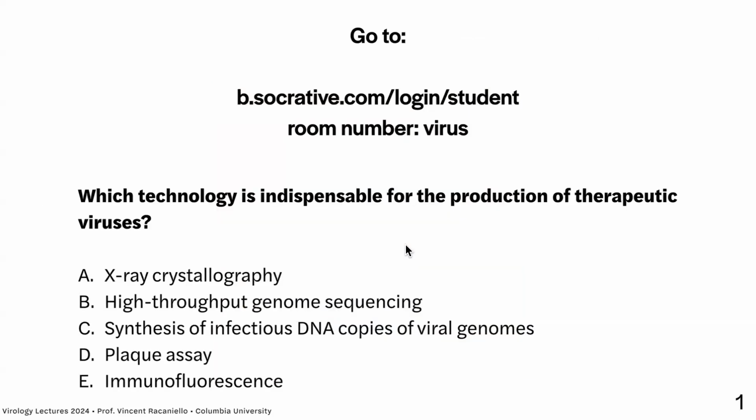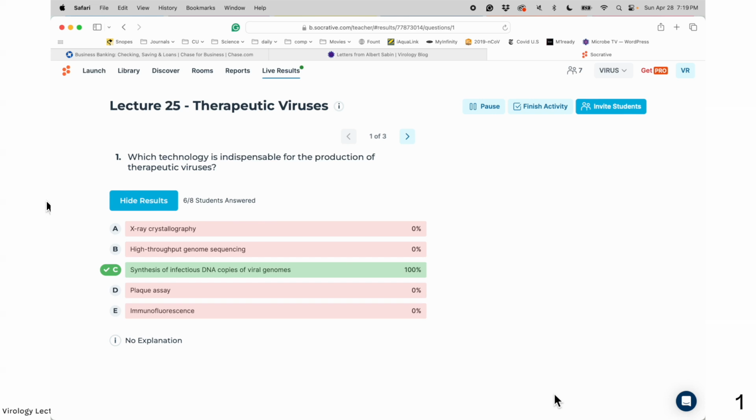Which technology is indispensable for the production of therapeutic viruses? A, X-ray crystallography. B, high throughput genome sequencing. C, synthesis of infectious DNA copies of viral genomes, plaque assay, or immunofluorescence. You can't see the results, but I'll tell you. It's 100%.